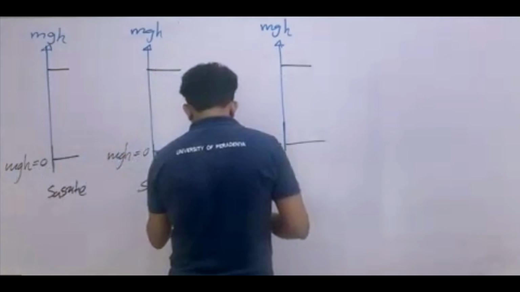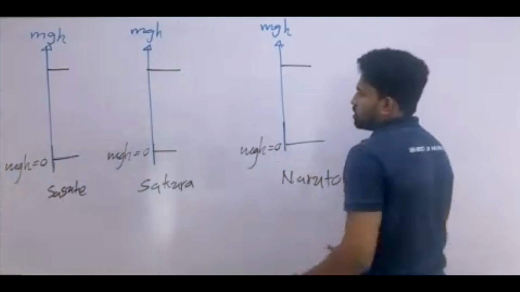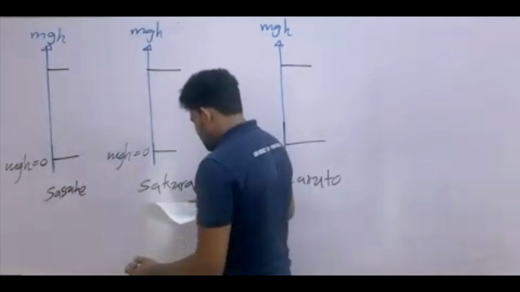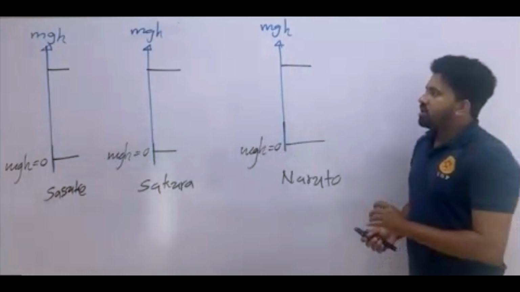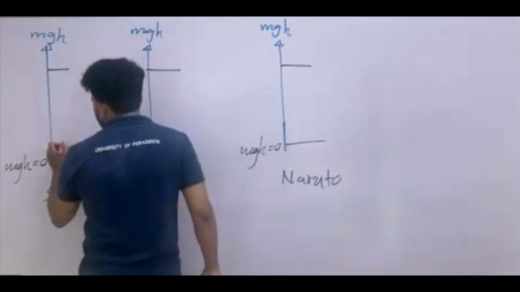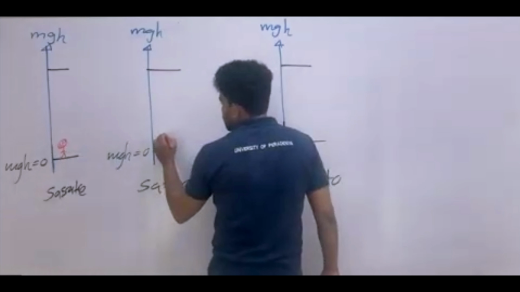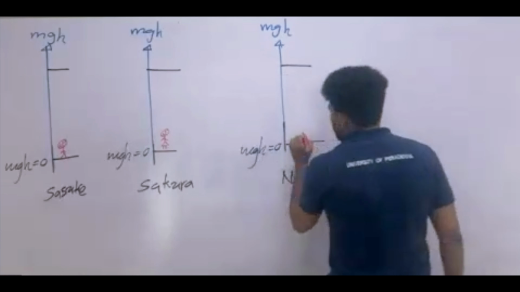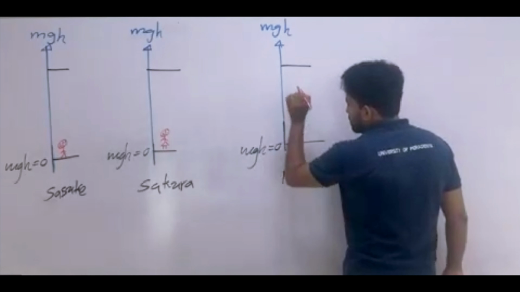Sasuke, and here Sakura. She is a girl. And here the Naruto. Right? Sasuke, Sakura, and Naruto. Now let's think that they climb something. They climb on something, and here Sasuke is here, and also Sakura is here, and the guy Naruto, he is also here, right?